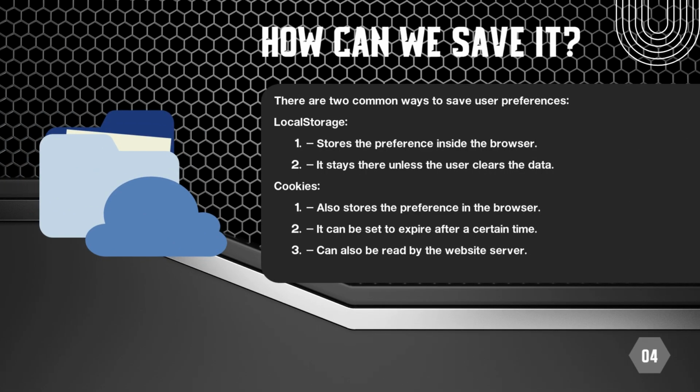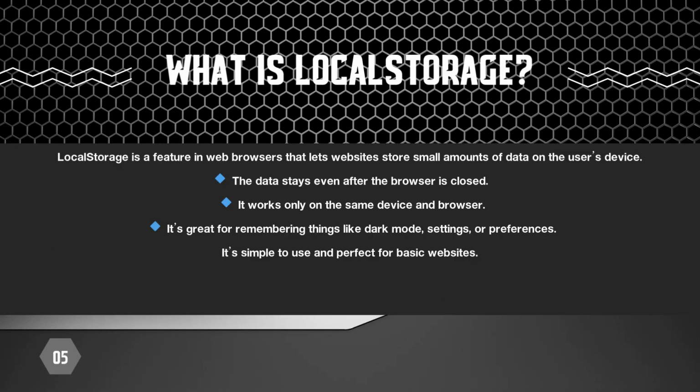So, there are two main ways to save dark mode preferences: using local storage and using cookies. So, let's quickly understand how both work. What is local storage? Local storage is a feature built into every modern browser. It lets websites store small pieces of data like the user's dark mode setting right inside the browser. What's the best part? It stays saved even after the browser is closed. It's perfect for simple websites and works only on the same device and browser. So, if you choose dark mode, the website can check local storage the next time and turn it on automatically.